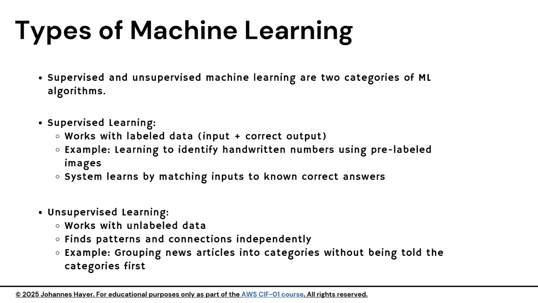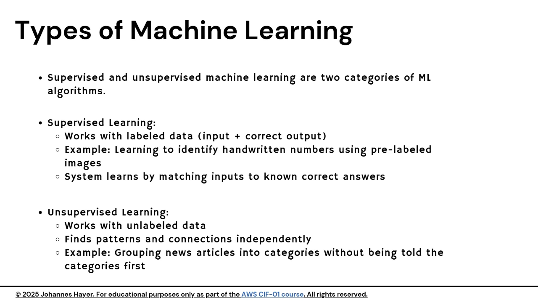7. On the other hand, unsupervised learning is more like exploring and discovering patterns on your own. Instead of being told what's what, the system looks at the data and tries to find meaningful connections and groupings. A great example is when you have a bunch of news articles from different websites. Without being told what categories exist, an unsupervised learning system can group similar articles together, putting sports stories in one cluster and political news in another.